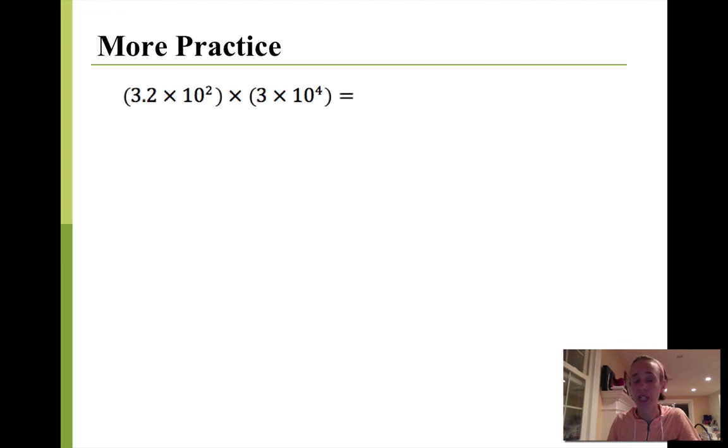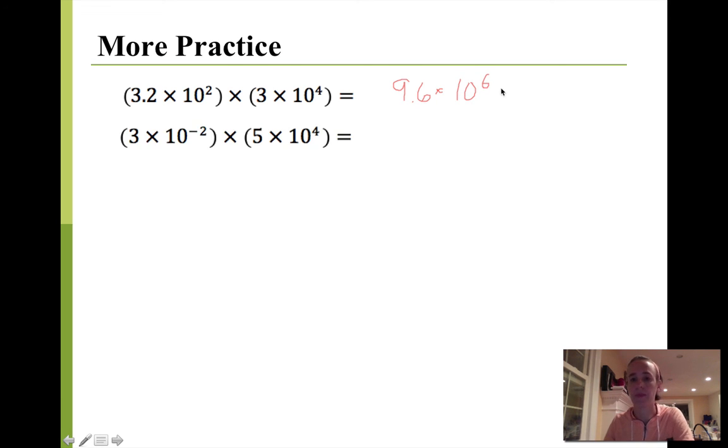So a few more practice for you guys to do here, and let's do this first one together. Remember our strategy, multiply our coefficients together. What's 3.2 times 3? 9.6, right? And then our exponent, 10 to the power of 6. 3 times 5, that's an easy one. That gives us 15. And then our exponent here is 10 to the 2nd power.